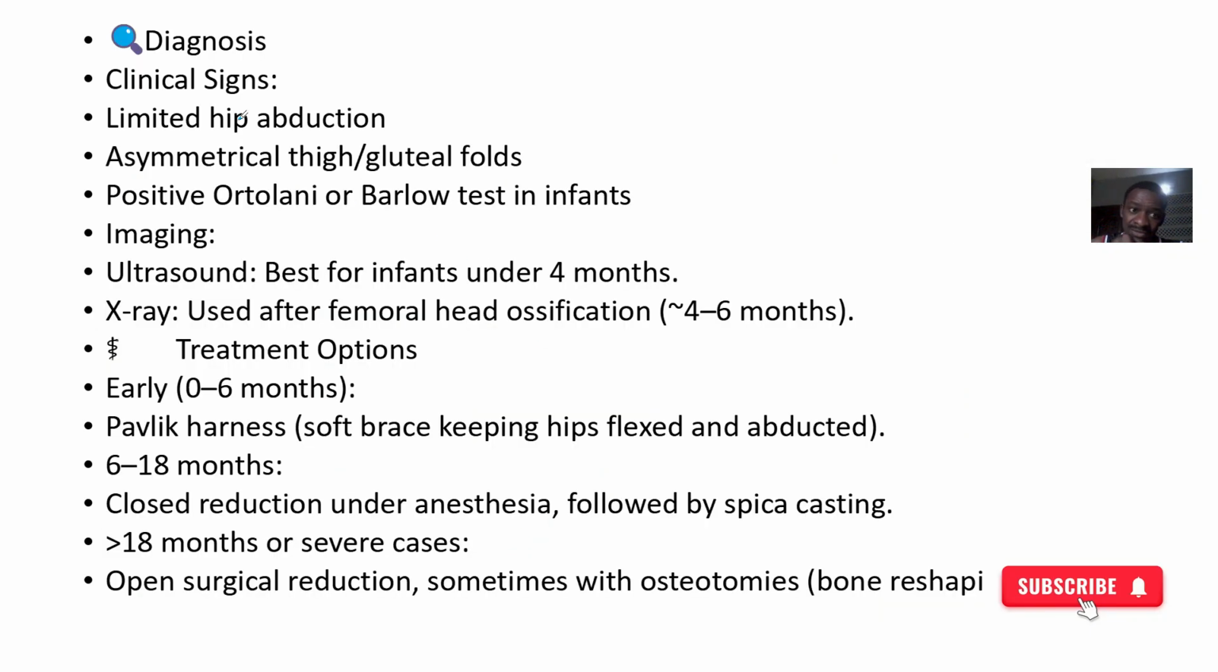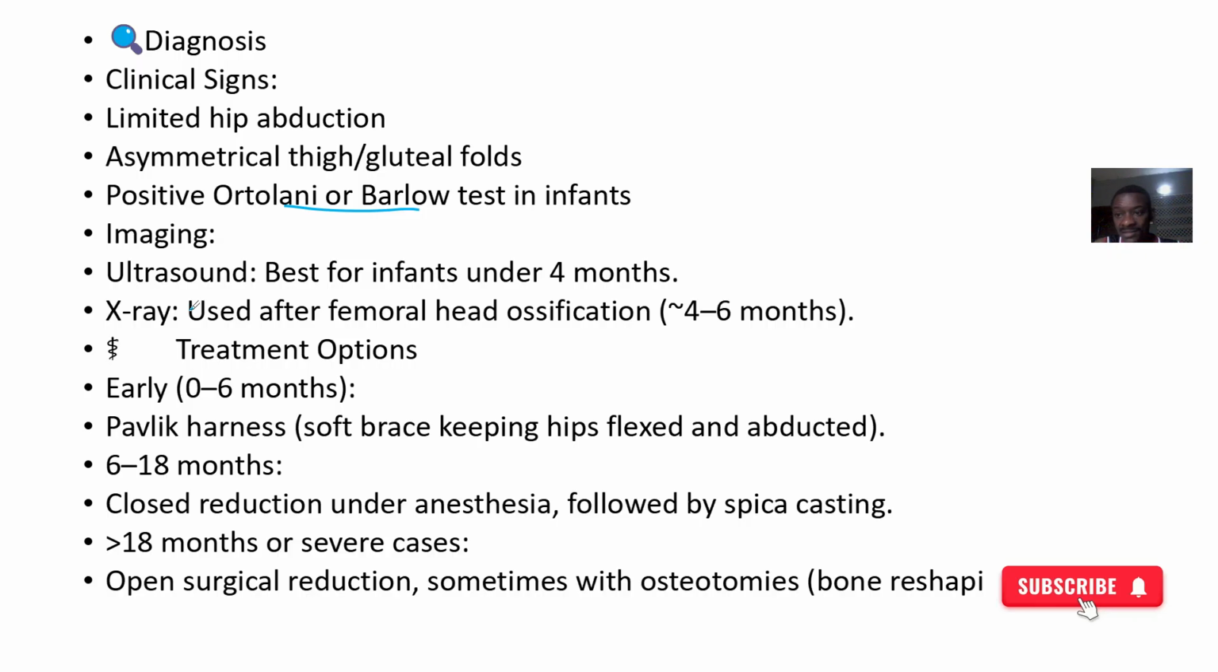So, diagnosis is limited hip abduction, asymmetrical thigh and gluteal folds. If you look at the two sides, one is up, one is down, like the legs. They do the Ortolani and the Barlow tests. So, imaging, you can also do ultrasound and x-rays just to look at the degree.